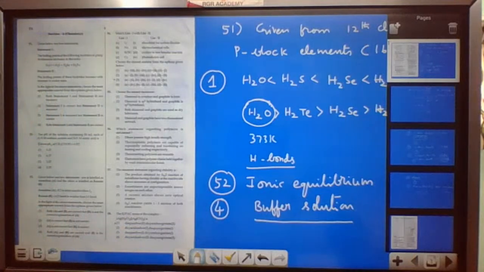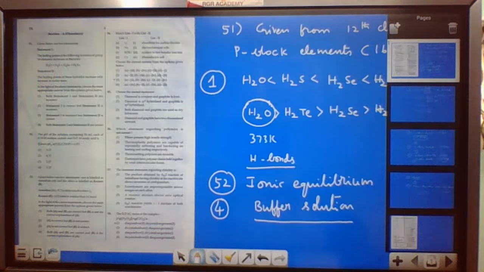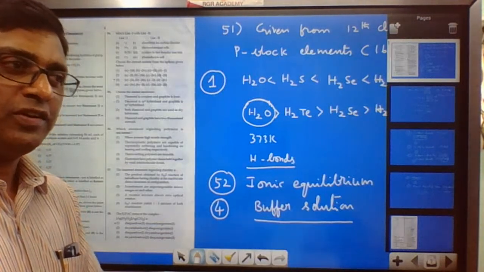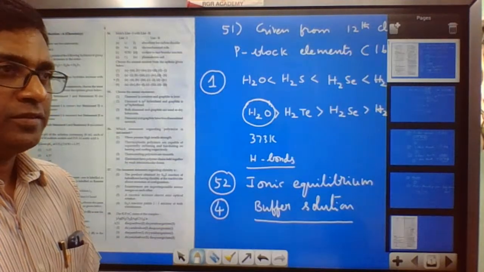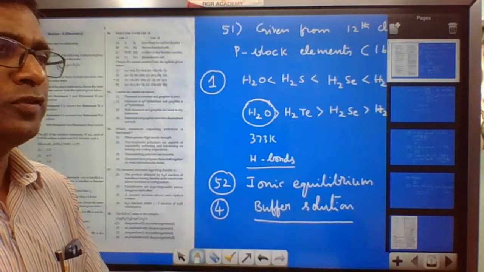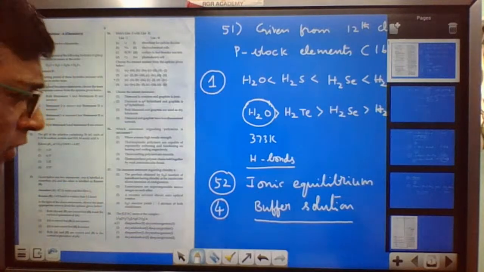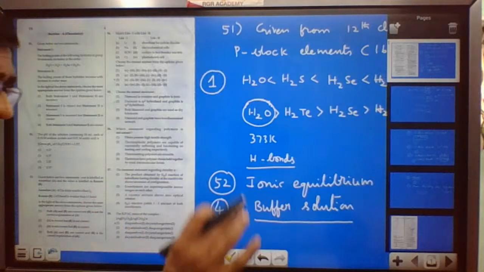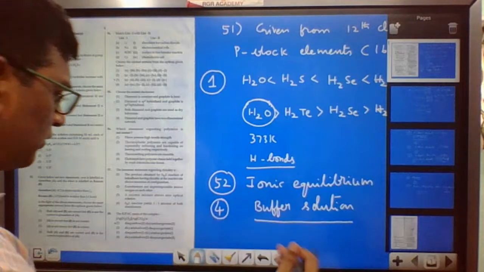Coming to the second one, enantiomers are superimposable mirror images of each other. It's a direct definition question. If you know the definition, you can answer it. Enantiomers we can define as non-superimposable mirror images, but they gave superimposable mirror images. So this is the wrong statement. So the answer is this. Let us see the remaining statements also.